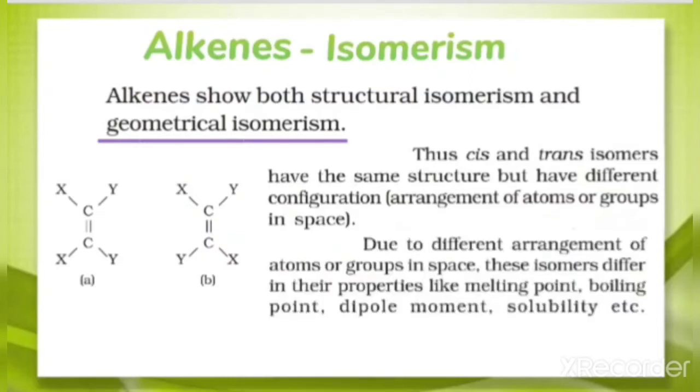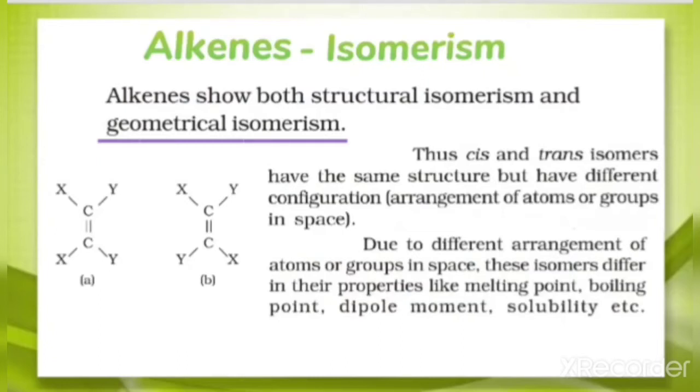So due to this different arrangement of atoms or groups in space, these isomers differ in their properties like melting point, boiling point, dipole moment, solubility, etc. So these all differ. Why do they differ? Because they have different configurations in space. So such isomerism is called geometrical isomerism.